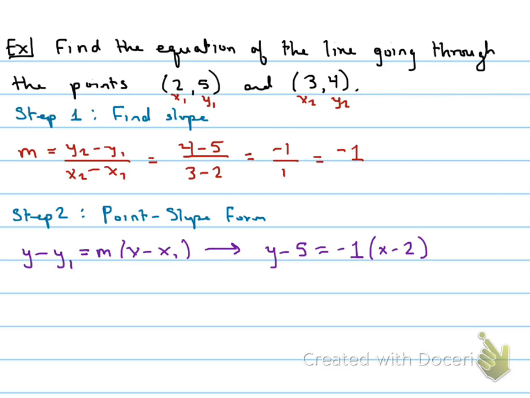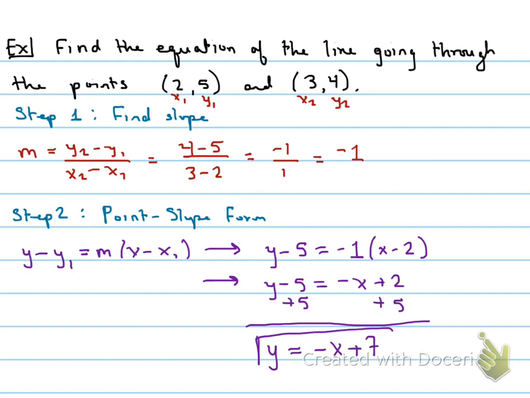The first thing we'll want to do is distribute your -1. That gives us y minus 5 is equal to -x plus 2. And then to finish this problem up, we're just going to add 5 to both sides. That gives us y is equal to -x plus 7. This is everything we've got for section 2.6.